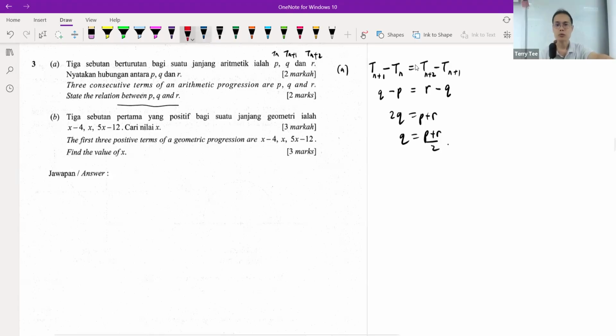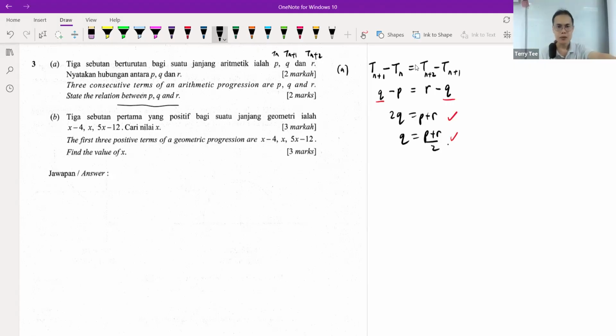But because we have 2Q here, we cannot just leave it like this. We could group the Q together. That's why I put 2Q together. You can stop here. You can write 2Q equals P plus R. If you want to make Q the subject, or R the subject, it's fine. Because it's general, you can use any one as a subject.